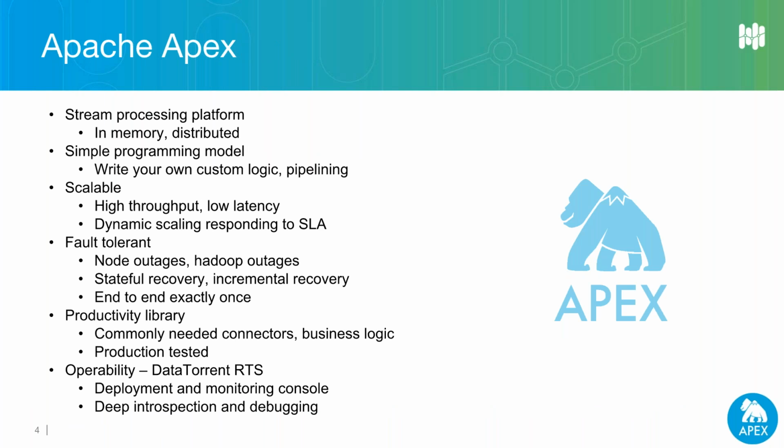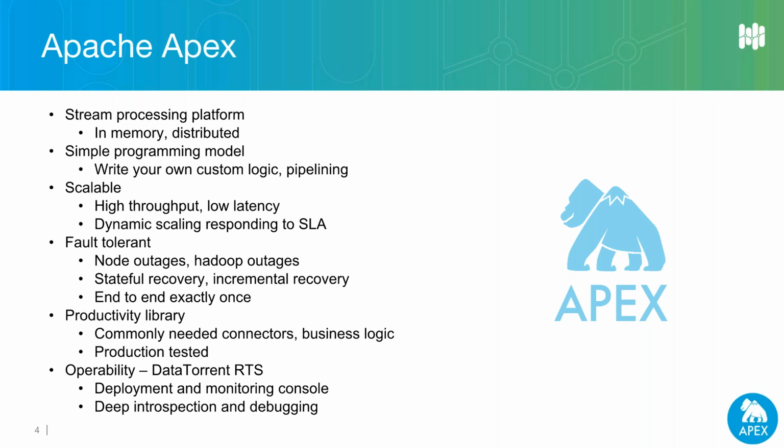So Apache Apex is a stream processing platform, a distributed stream processing platform, and all the data is processed in memory. To write the applications, we provide a simple programming model, and you can add your own custom logic to it. Applications are scalable. You can run your applications with high throughput of data and with low latency. And all these features are inbuilt in the platform.